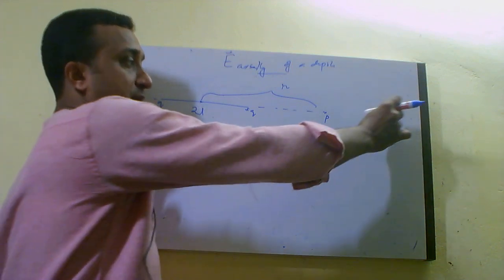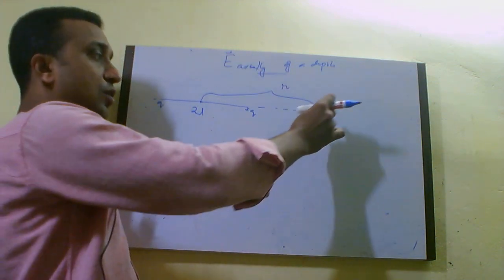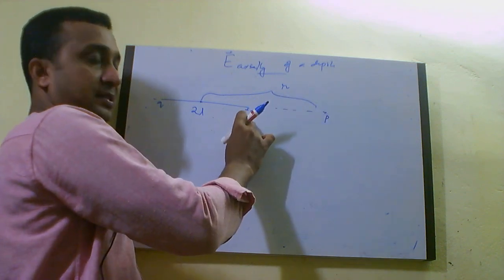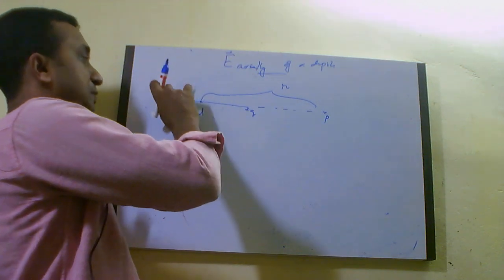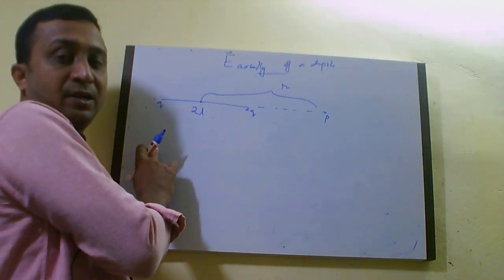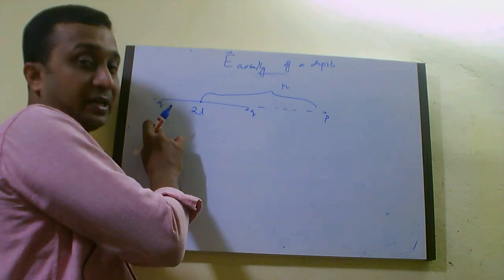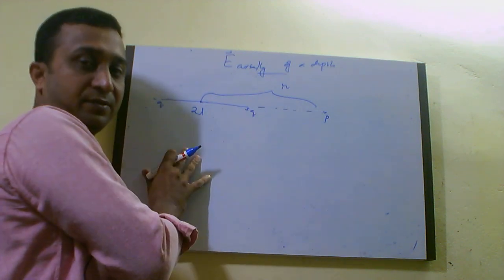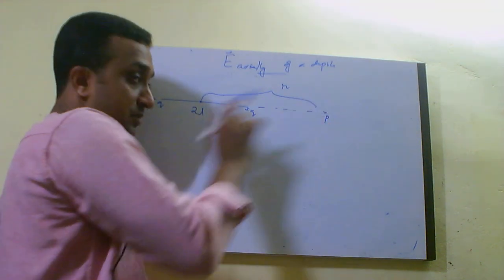Now assume I am going to keep a positive test charge here. Obviously it will be repelled by this positive charge and it will be feeling an attractive force because of the negative charge. The magnitude of force of repulsion and magnitude of force of attraction are different because the distance is also different. So what is the net electric field intensity at this point? That is what we have to find out.